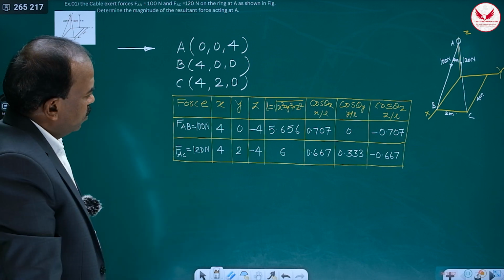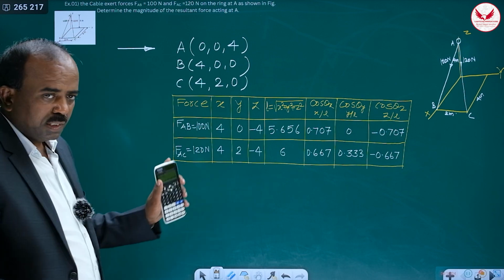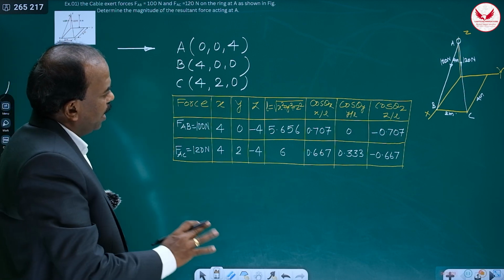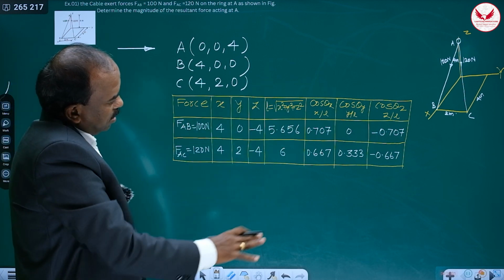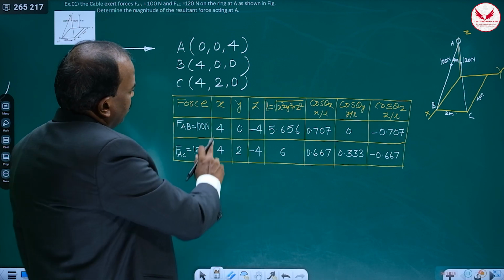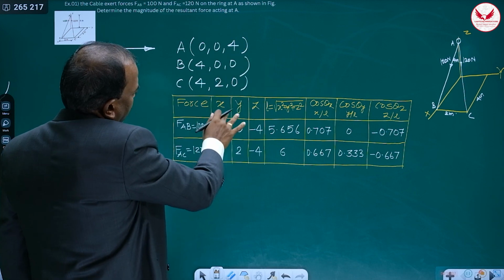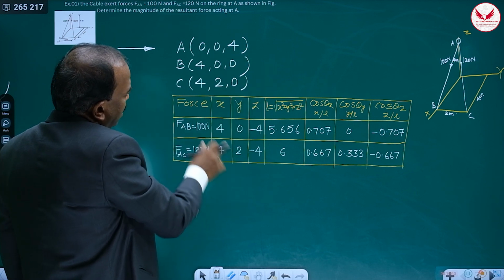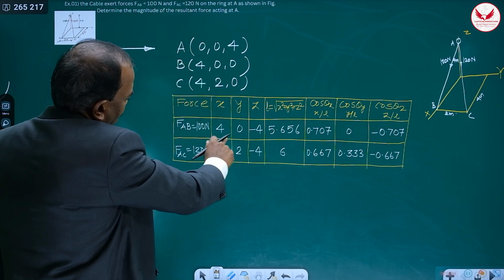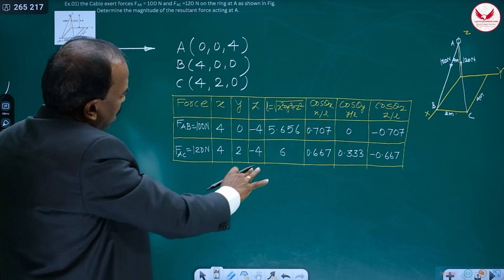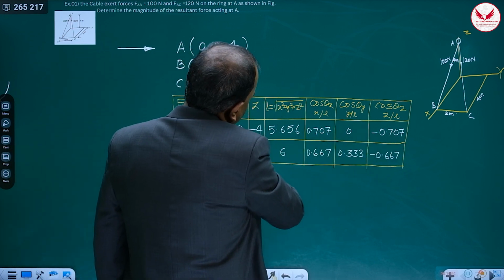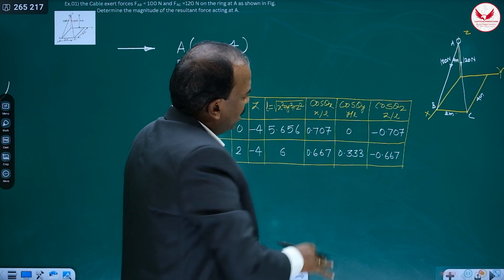Correct. So one thing always remember, in mechanics the calculator should be in your hand, so you can make the calculations very fast. Now, if you have understood this table, once again I'll repeat. Initially by using these coordinates, I have written XYZ values. If the AB force is there, X is the coordinate of B minus A, like that. Similarly, for AC also I have written. And the next columns are very simple. L is just calculations.